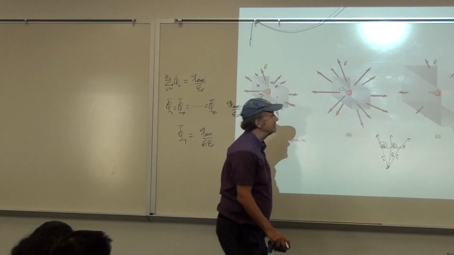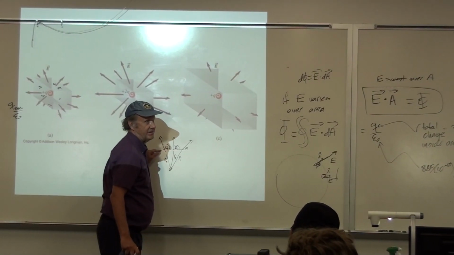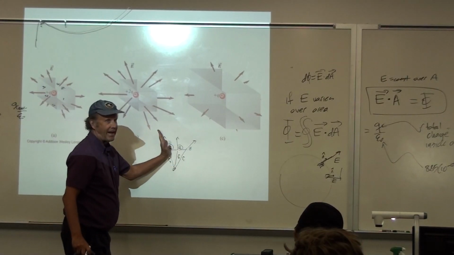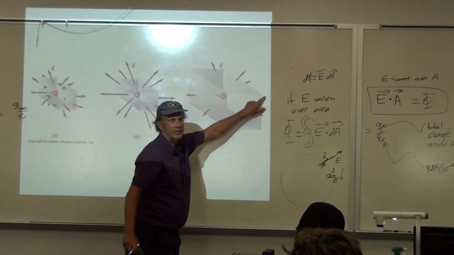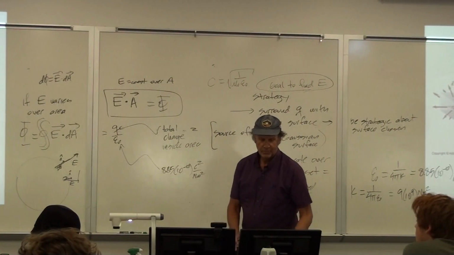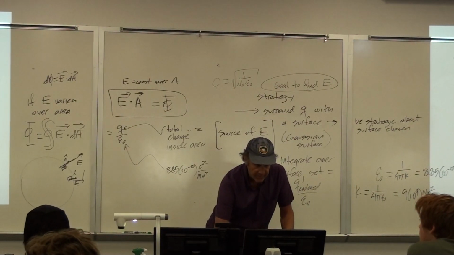What I really want is the electric field. The electric field requires this gnarly integration, because the electric field is changing from point to point, and the angle is changing from point to point on the surface. And you've got these corners. What do you do there? It's just a nightmare. But what if we choose a smarter surface?